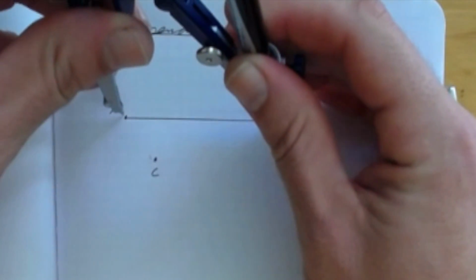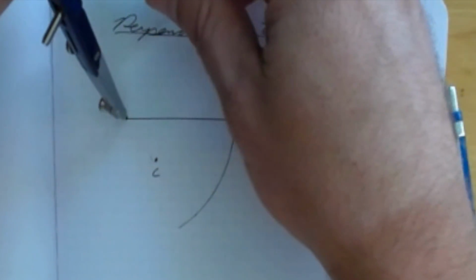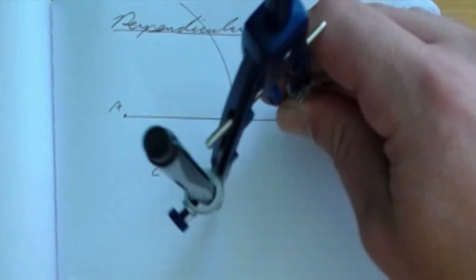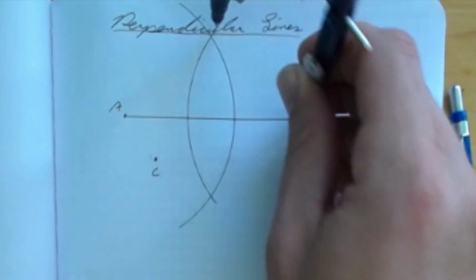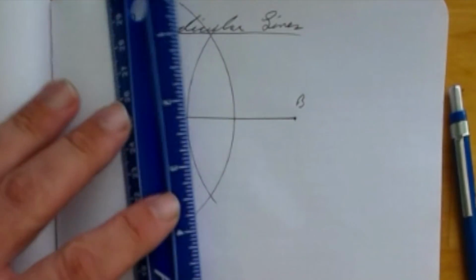I'm going to make sure that my arc, my radius, is over halfway, and I'm simply going to draw two very large partial circles from point A and from point B. And the two intersections, when joined by a straight edge, are going to give me a perpendicular bisector.